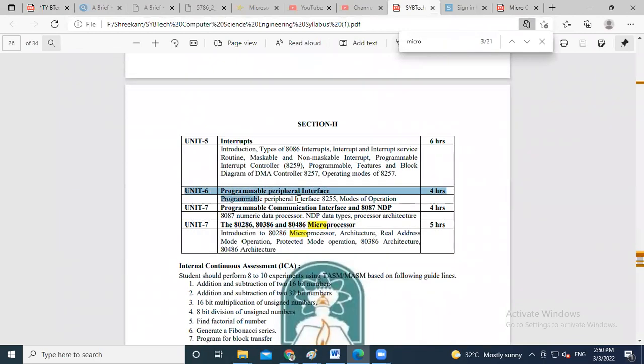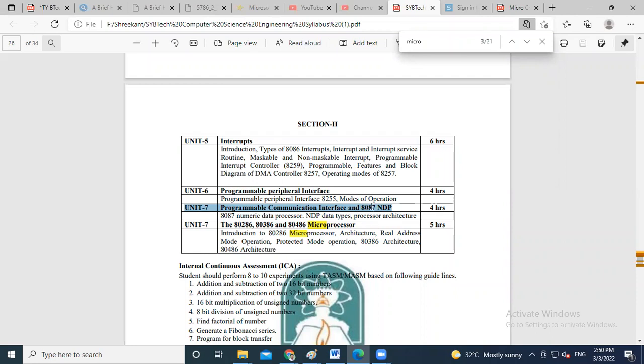In the previous lecture, we completed Unit 6, the programmable peripheral interface. It is a very small chapter, and within 4 hours I have to complete it. Today we start a new unit, Unit 7: programmable communication interface and 8087 NDP. The NDP is nothing but a numeric data processor.